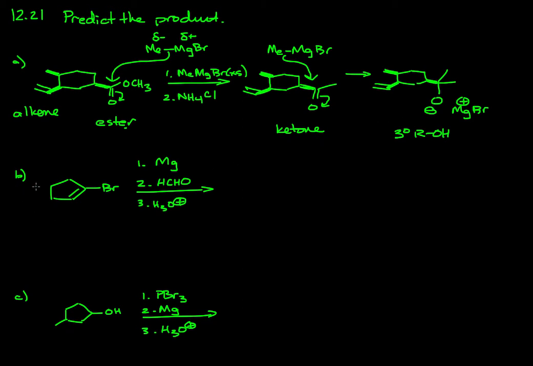In part B, again, we're going to identify the major functional groups. In this case, we have a vinyl bromide. We're treating that with magnesium metal, the C1 aldehyde, formaldehyde, and then we're going to do an aqueous acidic workup. Anytime we have a halogen and a magnesium metal, we're going to form a Grignard reagent.